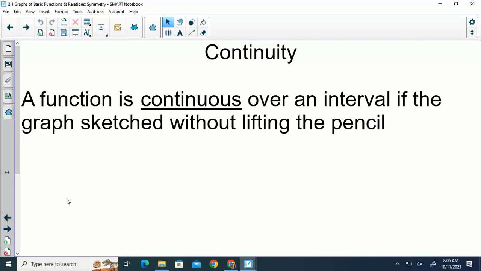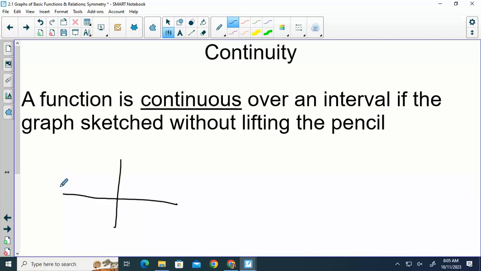So if you were tracing the graph and you can trace the entire thing without picking up your pencil, then it is always continuous. Anywhere where you have a break in your graph or you have to pick up your pencil, we call that a discontinuity or a break in the graph. So for instance, if I looked at this graph, is that continuous? Can you draw that whole thing without picking up your pencil? Yes.